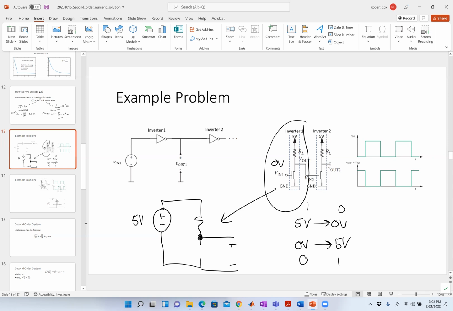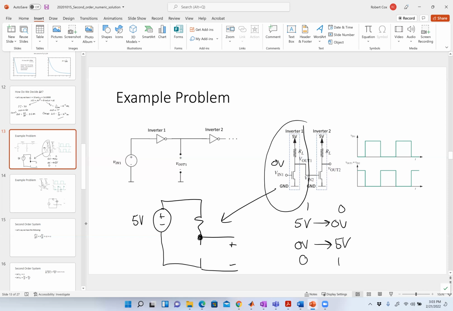All right, so 5 volts stands for a 1, 0 volts stands for a 0. Okay, that's the way digital logic sort of works. And it's a pretty simple circuit to really understand.